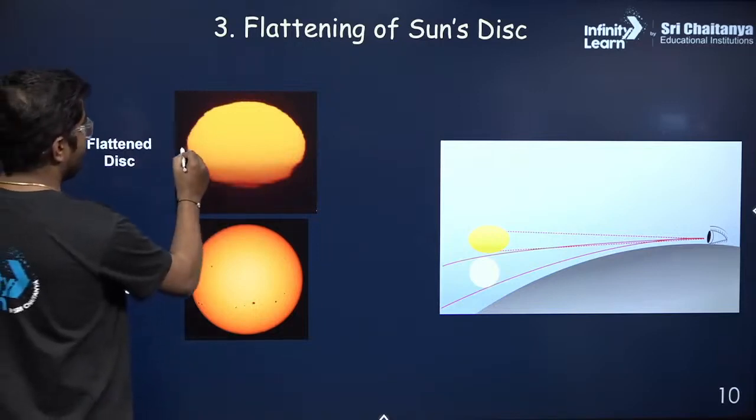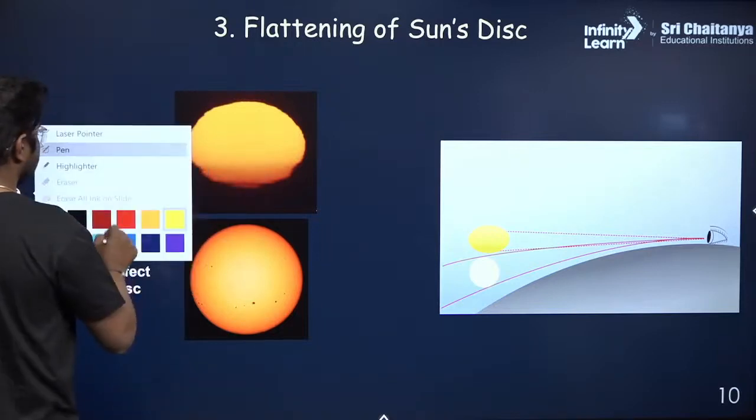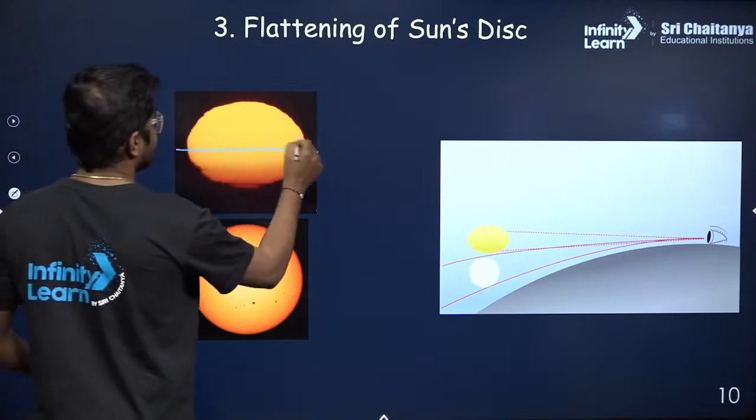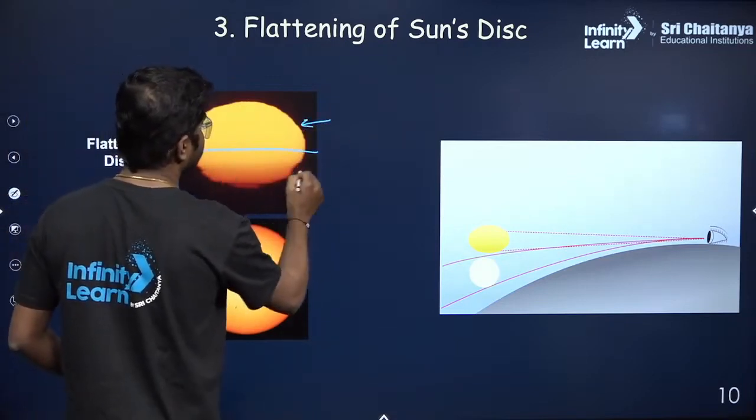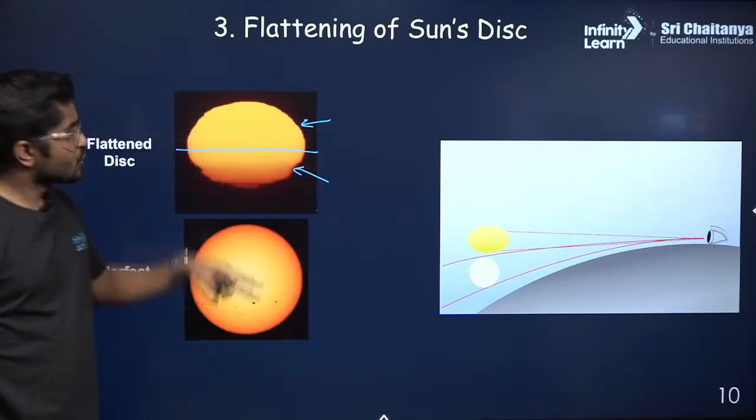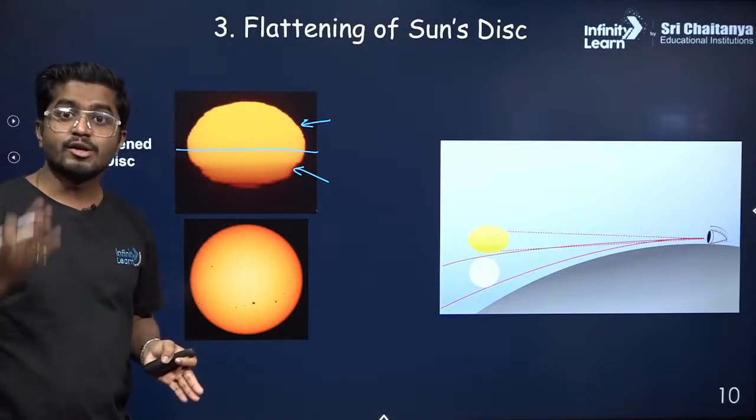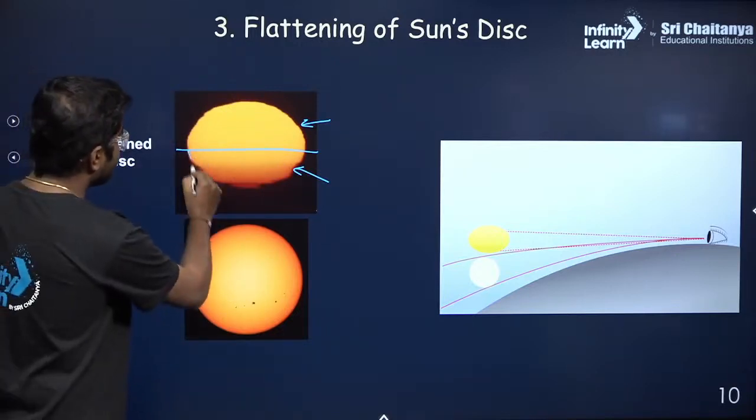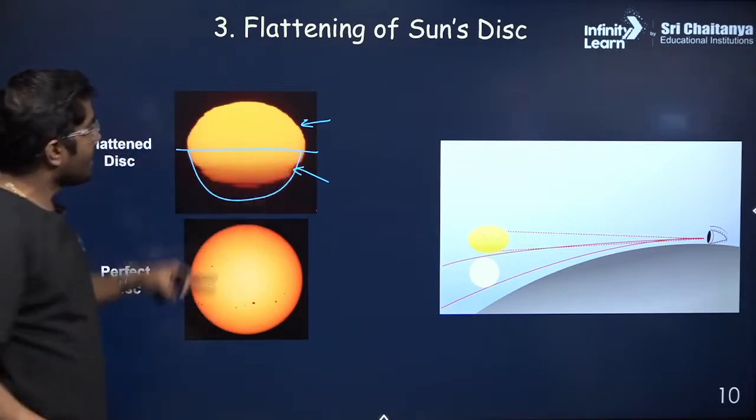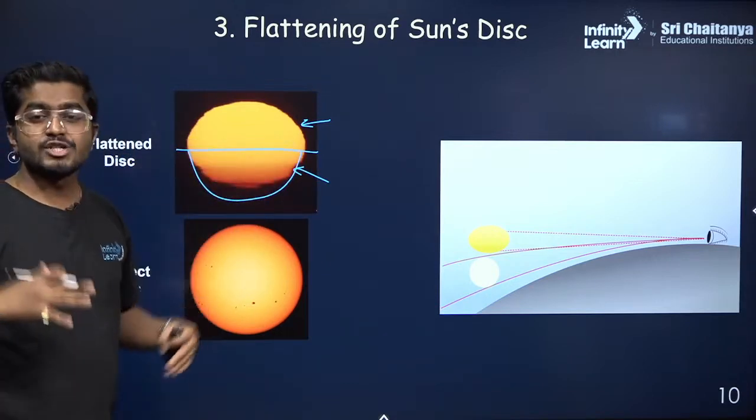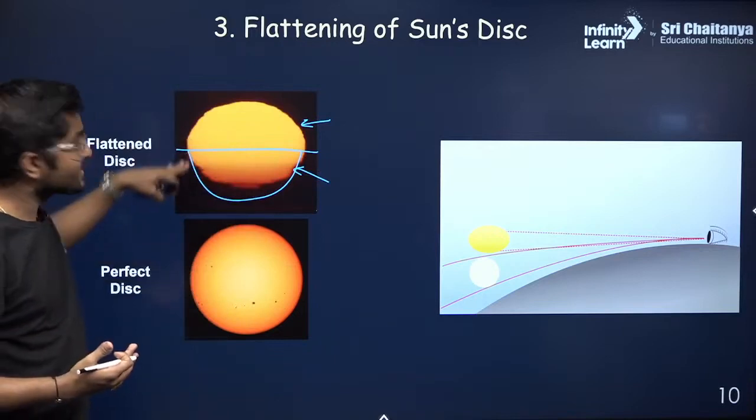So if I divide this into two halves, let's suppose there is a top half, upper half, and the bottom half. The upper half looks almost like a circular shape, but the bottom half should be like this. But there is something which is not circular. It is not a circular shape.